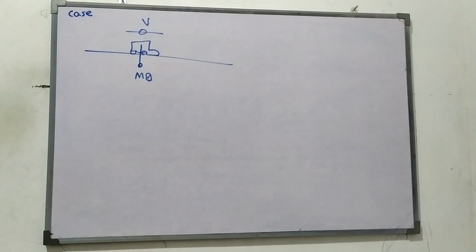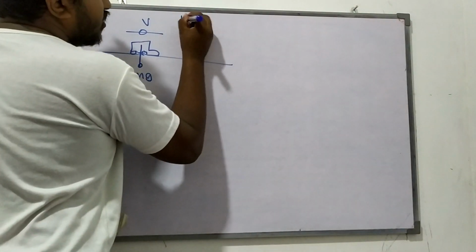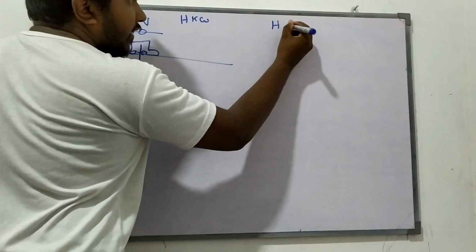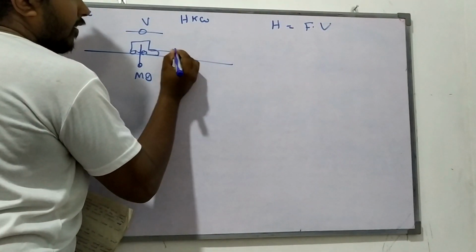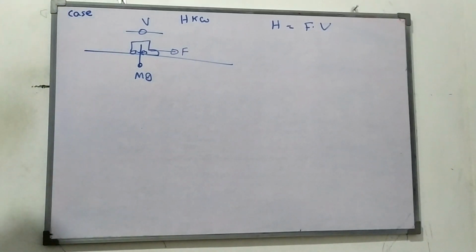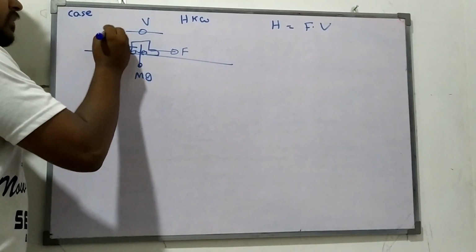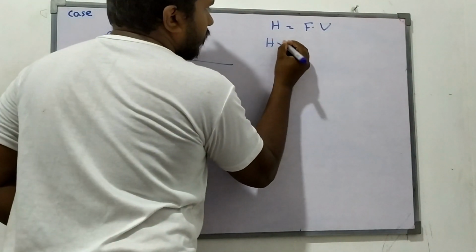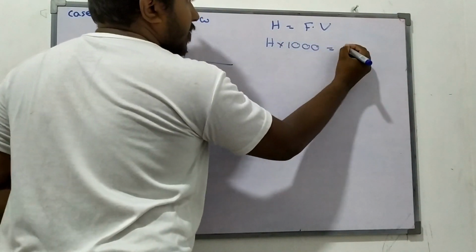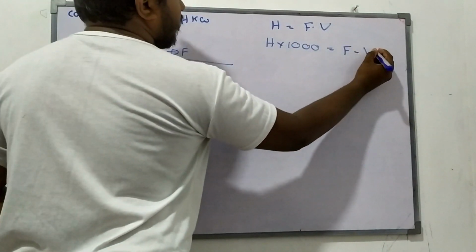If the car has a maximum speed v on a level road, I assume the vehicle is moving with a constant velocity v, and the engine power is H kilowatt. So H means F times v, where F is the engine force, and the resistance is always opposite to the direction. H is in kilowatts, so 1000 H equals F into the velocity v.